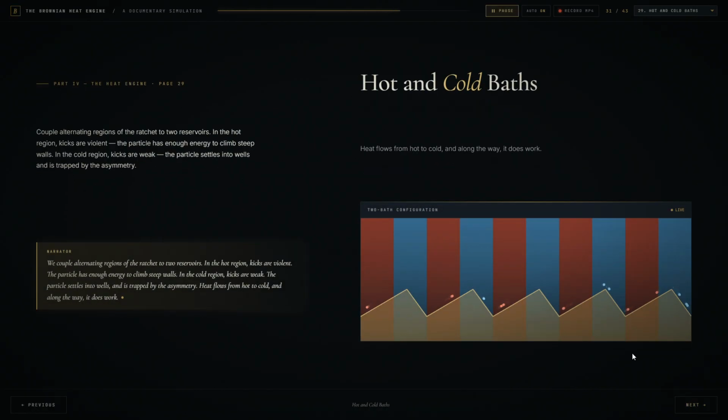We couple alternating regions of the ratchet to two reservoirs. In the hot region, kicks are violent. The particle has enough energy to climb steep walls. In the cold region, kicks are weak. The particle settles into wells and is trapped by the asymmetry. Heat flows from hot to cold, and along the way, it does work.